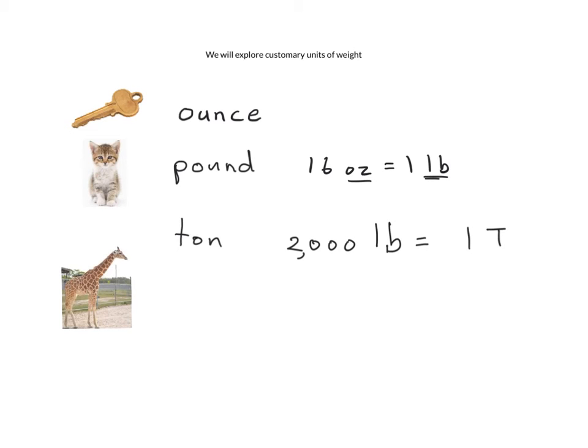Now, if I was going to weigh some items, like if I was going to weigh a slice of bread, I would use ounce because a slice of bread is very light. If I was going to weigh a dog, I'd use pounds. If I was going to weigh something like a helicopter, I'd use tons.